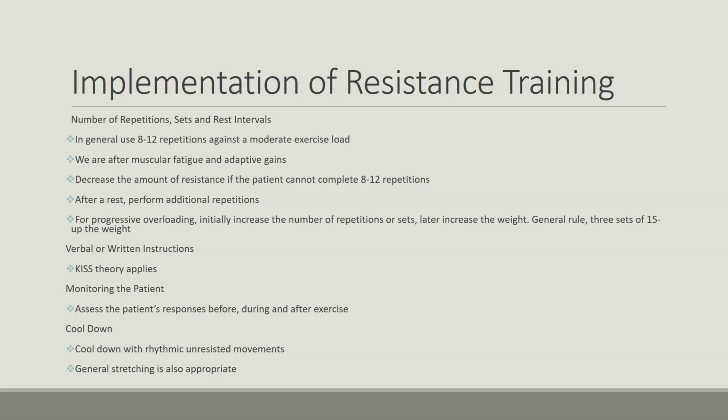The reality is, depending on what you're wanting to do, if it's strength or endurance, when they get to the last repetition, it should be difficult and they should be close to exhaustion. That's what you want to look at. So we are after muscular fatigue and adaptive gains. Remember, we need to stress the tissue out in order to have it adapt to get stronger. Decrease the amount of resistance if the patient cannot complete 8 to 12 reps. So that's the idea, is that if they can't even get to 4 or 5, you've got way too much weight. You need to take it back and get them up to that 8 to 12.